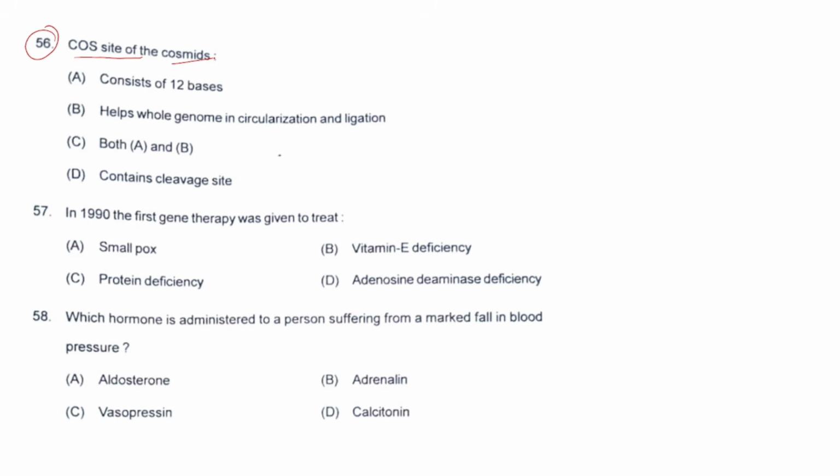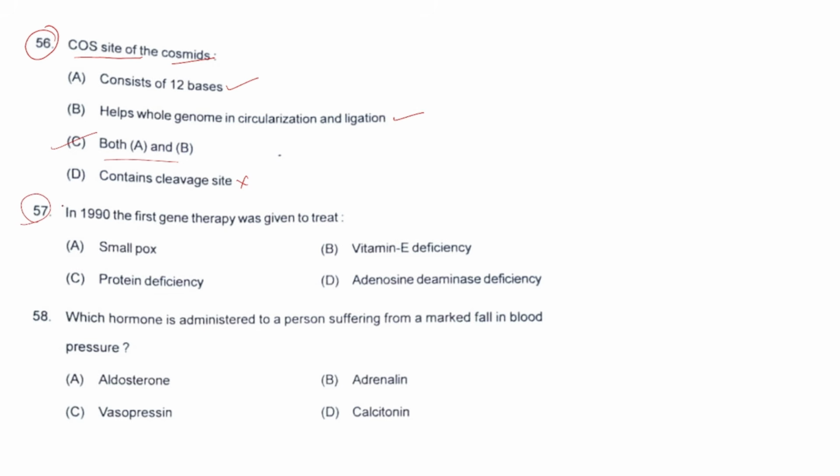So next, question number 56. Cos site of a cosmid, options are: consists of 12 bases, this is right; helps the whole genome in circularization and ligation, this is also right; contains cleavage site, no, this is wrong. So option C will be the right answer, that is both A and B are correct.